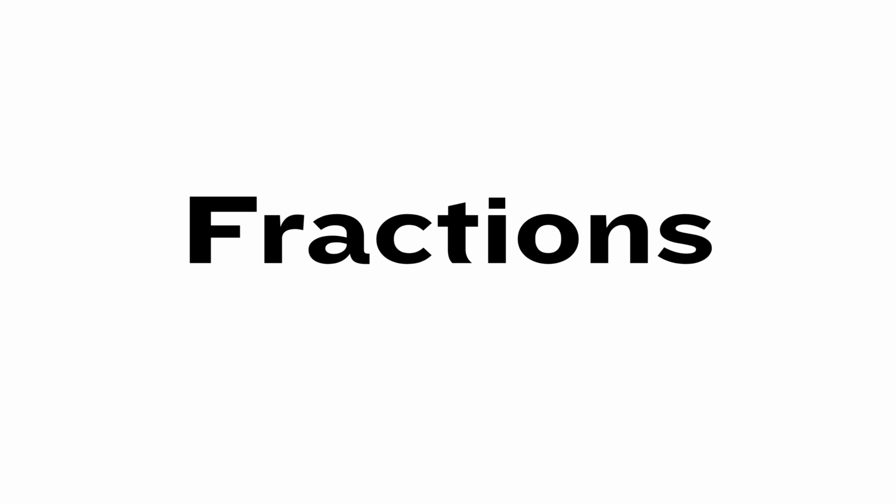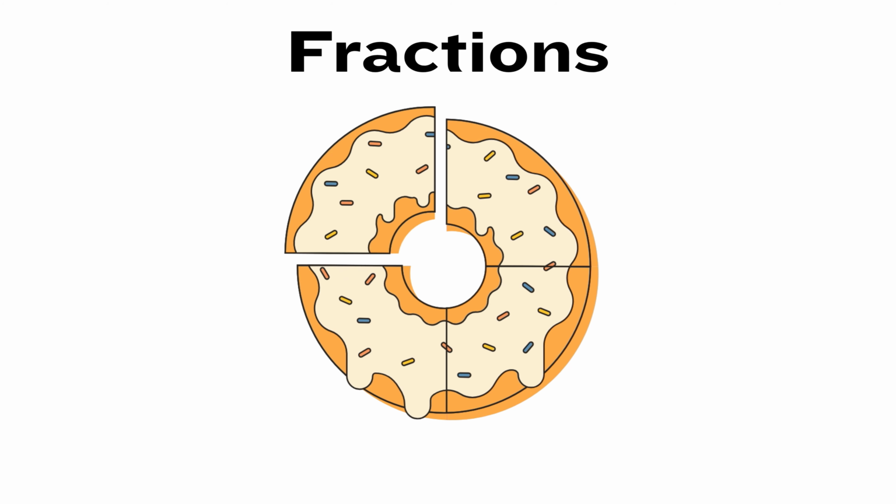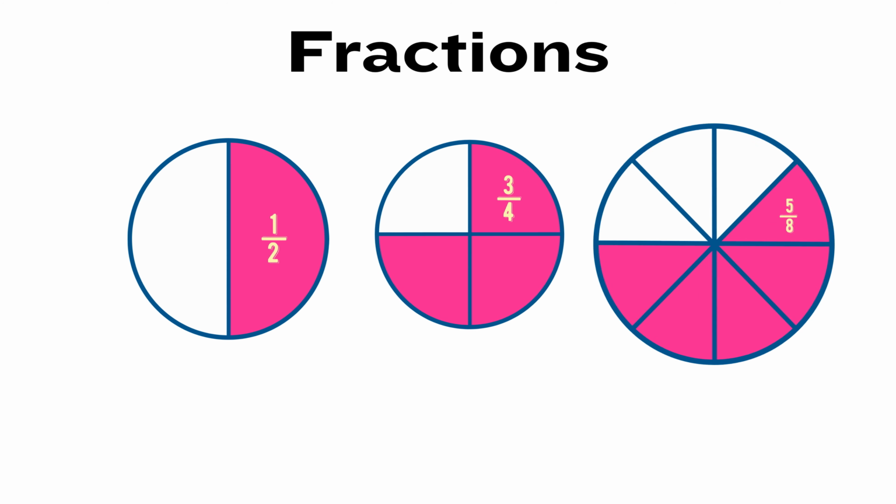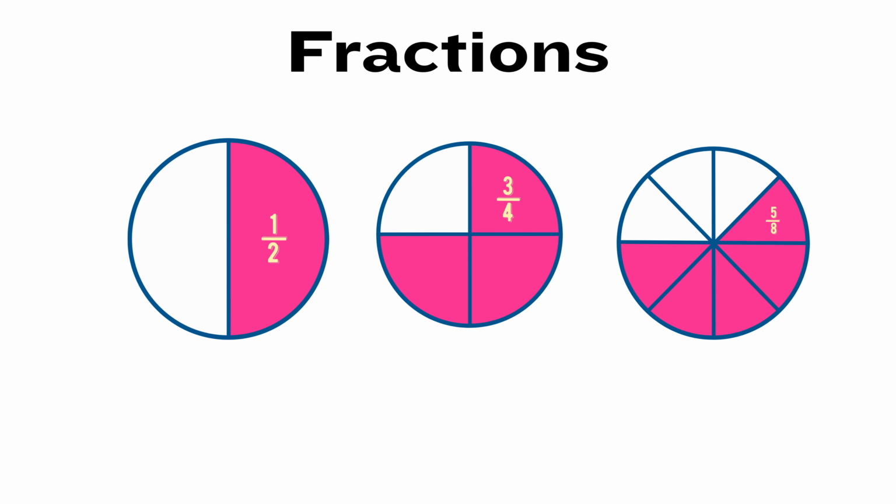Now let's break things apart literally with fractions. Fractions show parts of a whole. 1 over 2, 3 over 4, 5 over 8 and so on. The word fraction comes from fracture, meaning broken part. Fractions have been around since ancient Egypt. They were obsessed with unit fractions like 1 over 2, 1 over 3 and so on.